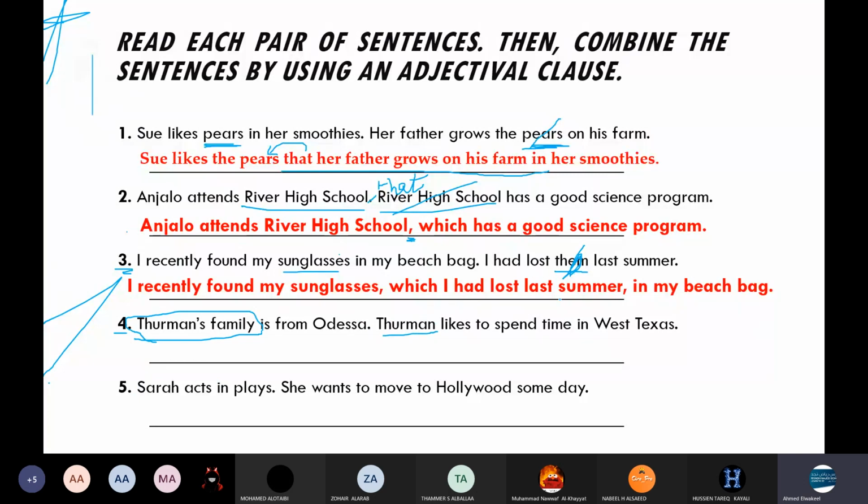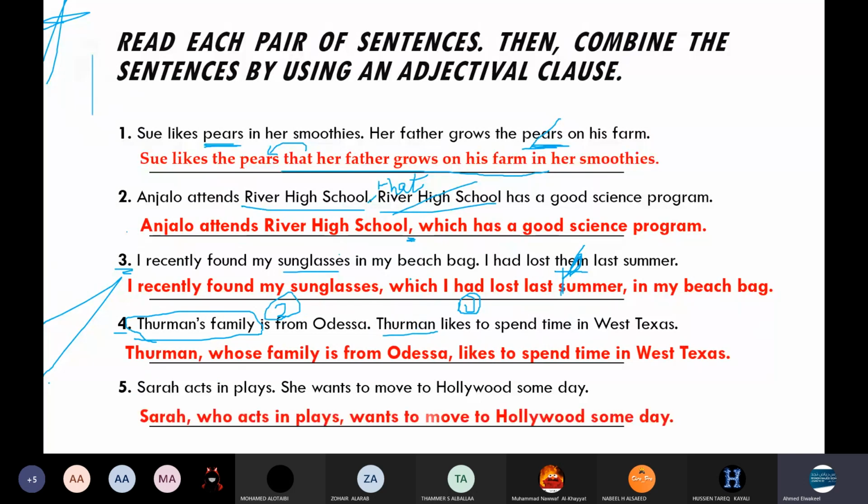That would be our first sentence, number 1. And this would be number 2. So we say Thurman, whose family is from Odessa, likes to spend time in West Texas. So we did not change anything. We just made the two sentences inverted.